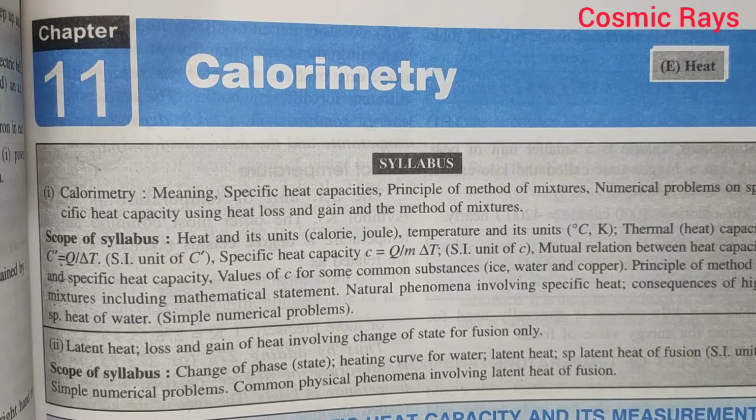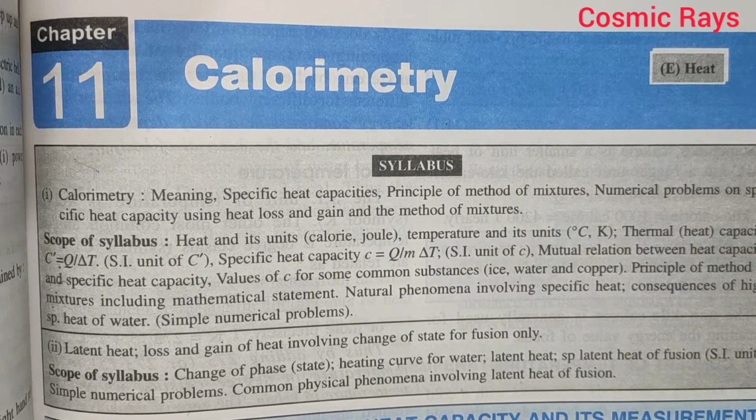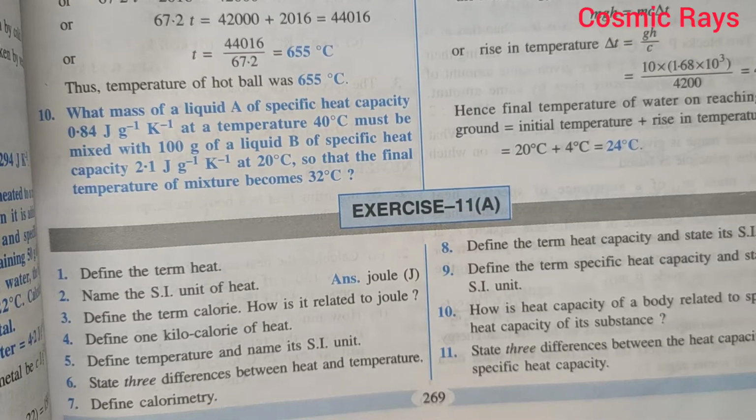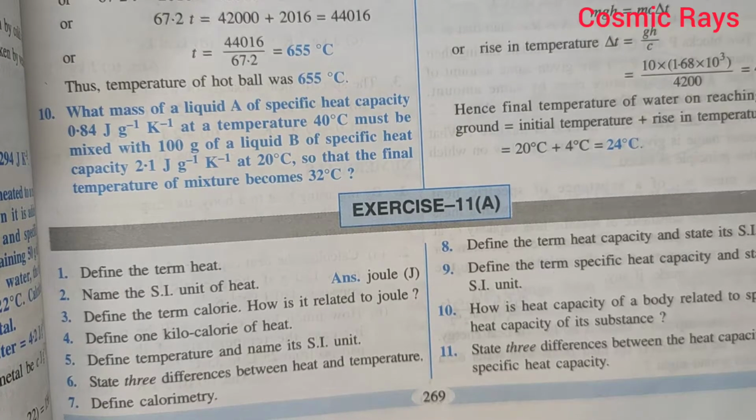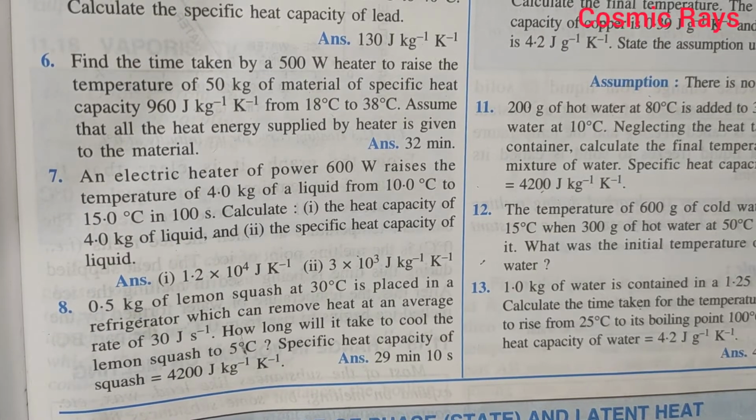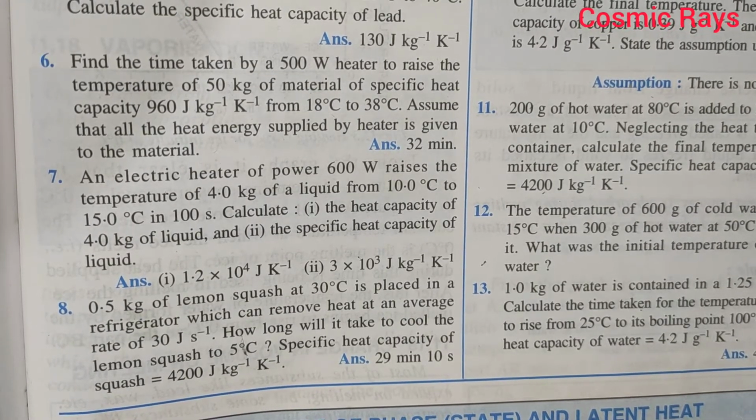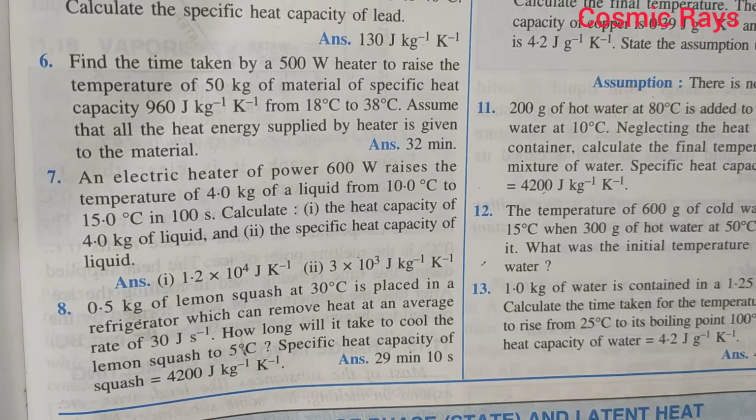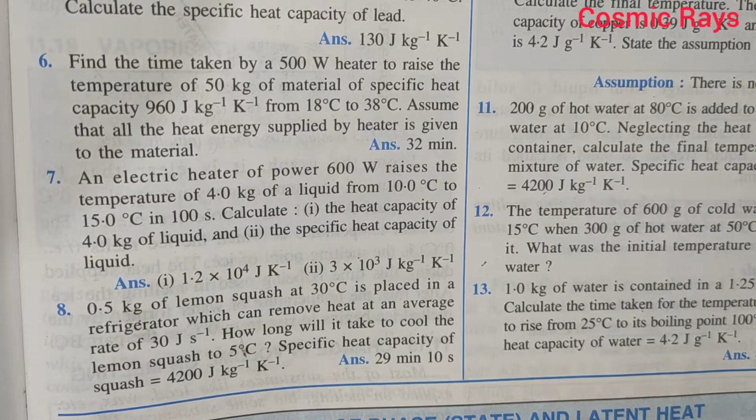Hello friends, in this AV we are going to talk about the numericals of the chapter Calorimetry. We are going to take up the numericals of exercise 11A. In the previous AV you have already checked the solution up to number 6. So in this AV we will continue from numerical number 7.